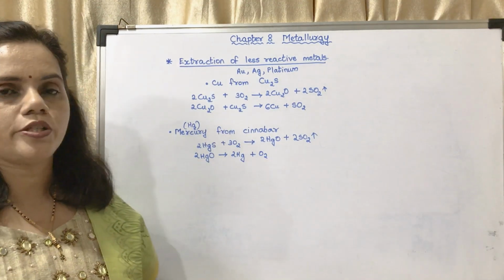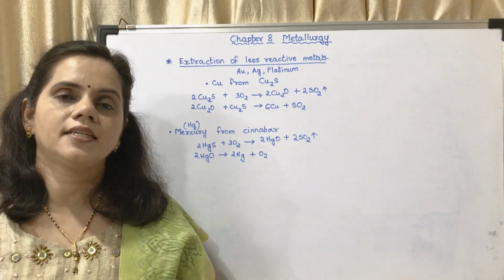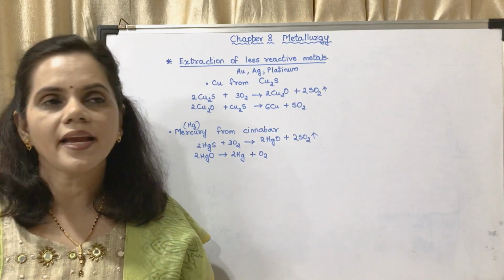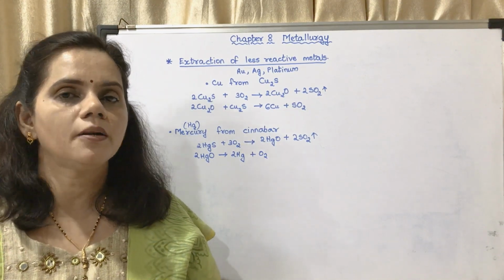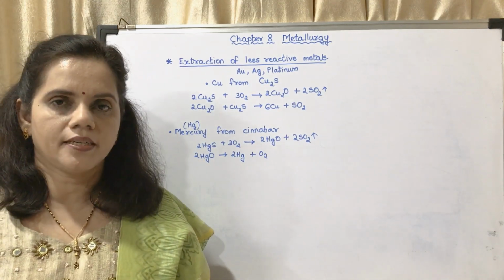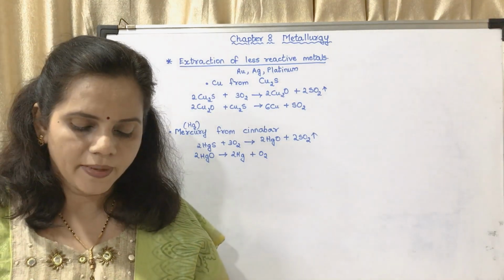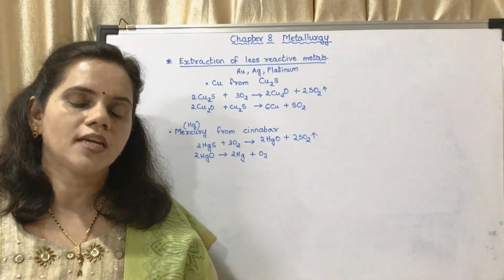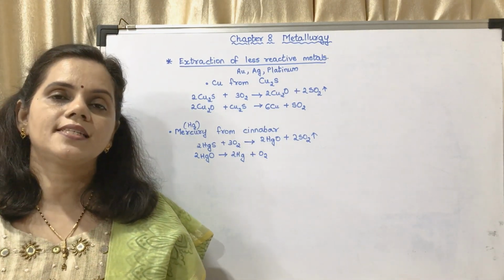Now, in these processes, for extraction of moderately reactive metals and extraction of less reactive metals, the metals which you get might contain some amount of impurities. So, they are further purified by the electrolytic refining method. That is the last point, refining of metals. So in refining of metal, which method is used? Electrolysis method is used.